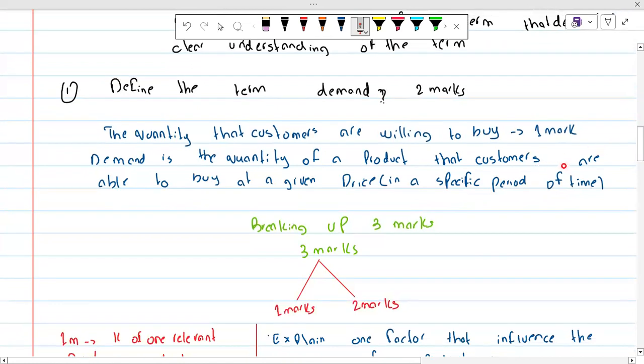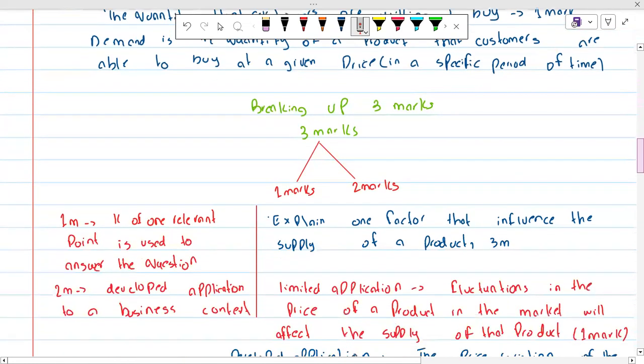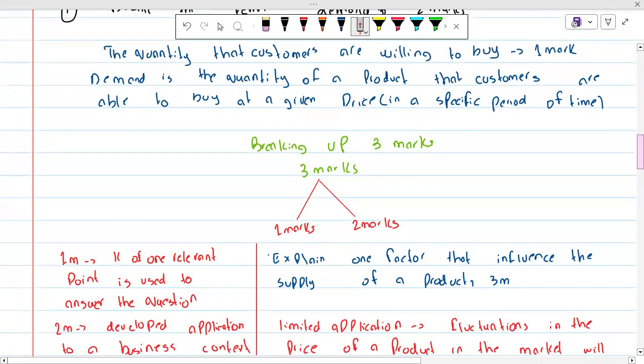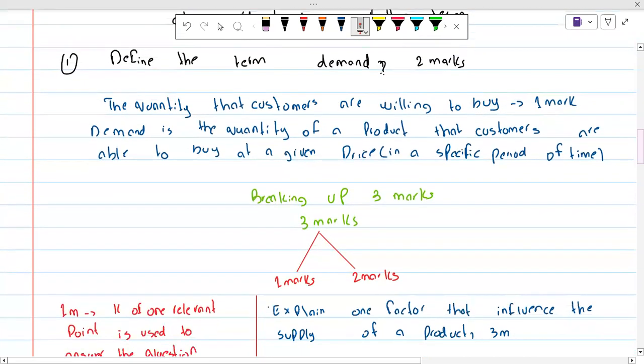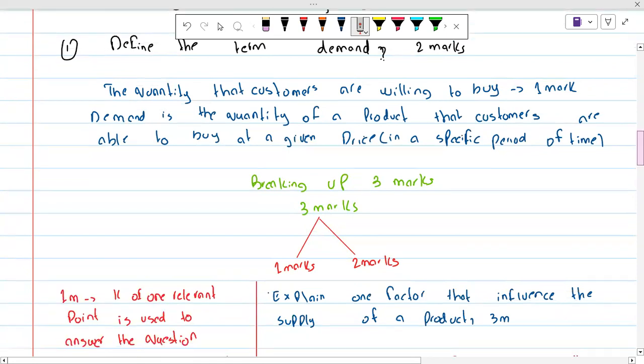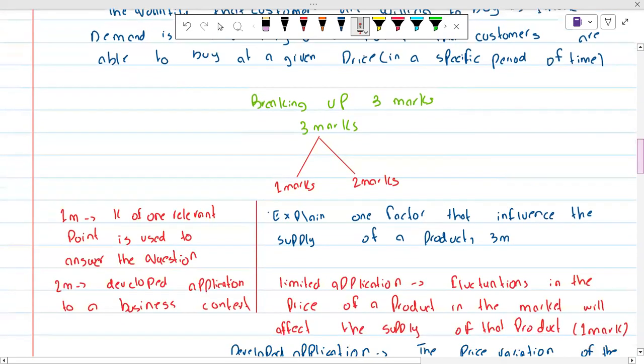And you can also give some examples if you want in a 2 mark question. Not examples, basically only write the definition, because it is for 2 marks, so there is no mark for the application.